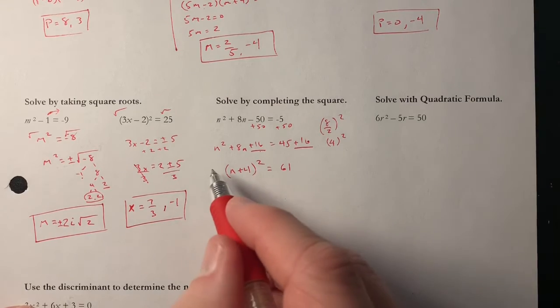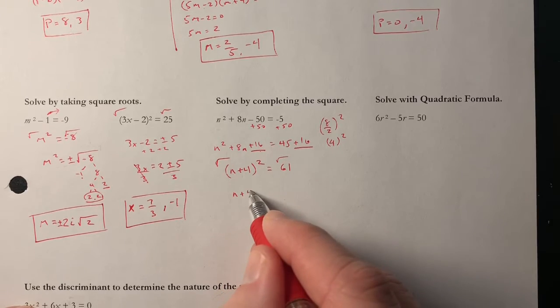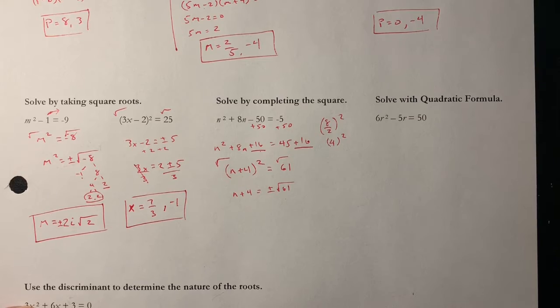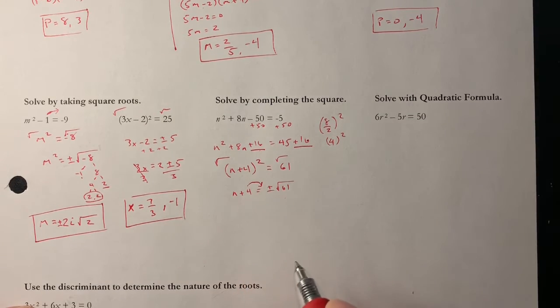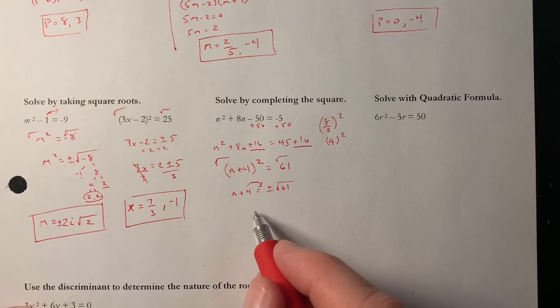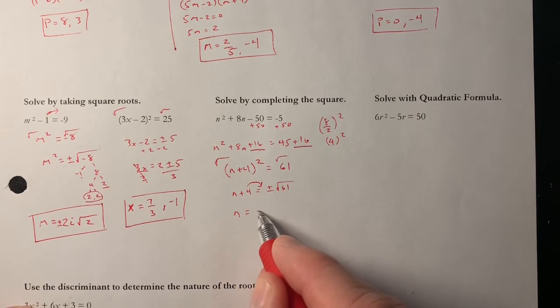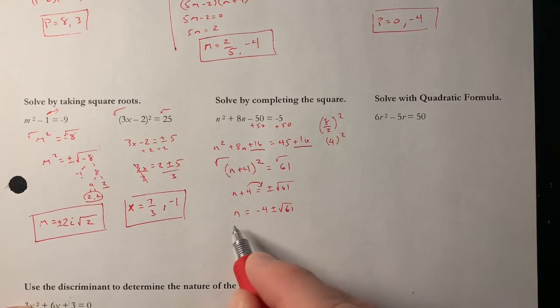Okay, so now I'm going to solve by taking a square root. So square root of both sides, and I get n plus 4 equals plus or minus the square root of 61. And I'm going to move that 4 right there, and it's going to become negative going to the other side of the equal sign. So n equals negative 4 plus or minus the square root of 61.